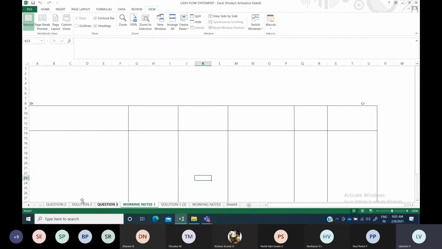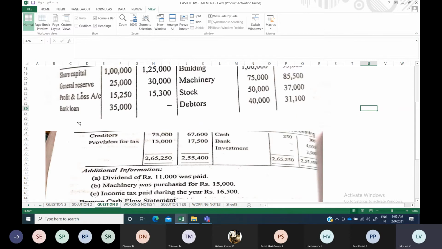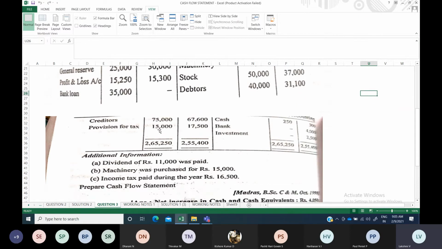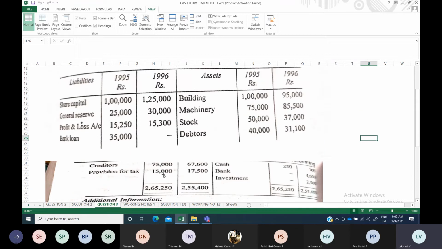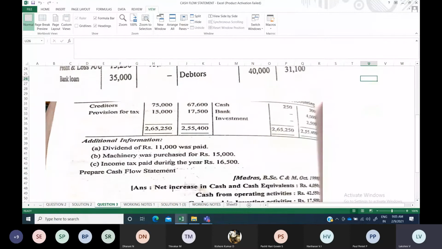If you see here, our question gives the provision for tax for the year 1995 as the opening balance, and 1996 is the closing balance. And the income tax paid during the year is 16,500. With these three pieces of information, you have to prepare the provision for taxation account and find out how much tax they have provided for this year.